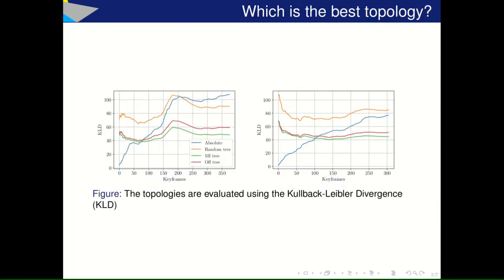But which topology is the best? To find it out, we compare them using the same measure that we use to compute those topologies, the KLD. In the end, we selected the landmark tree, using off-diagonal blocks of the information matrix to find the most informative tree.